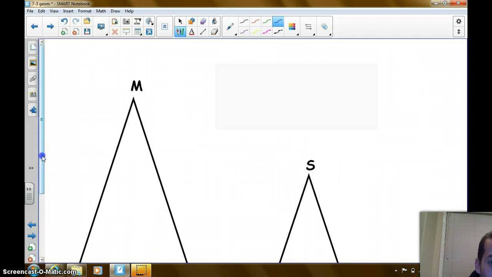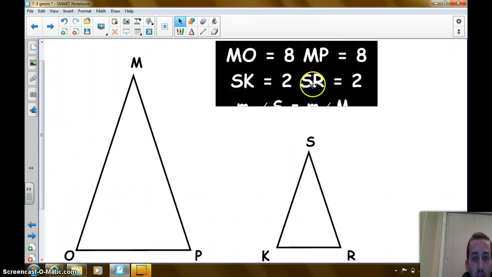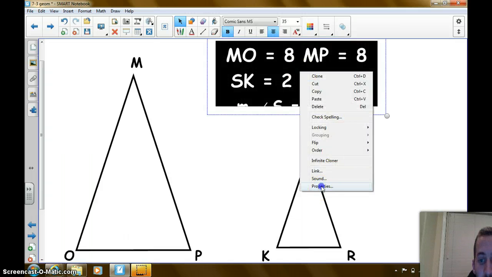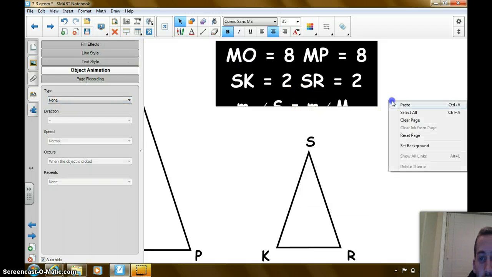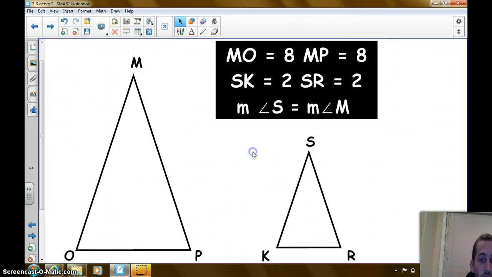So here's a picture of this one, and you can see, sorry, my font is a little big there, but MO is 8, MP is 8, so 8 and 8, 2 and 2, and then I'm telling you, you can't see it there, it says angle S. Sorry, I can try to figure this out here. Okay, if I make that bigger, there you go. Angle S is congruent to angle M, or equal to angle M. So it's, again, a really quick label. This side is congruent to this side, and then this side is congruent to this side.